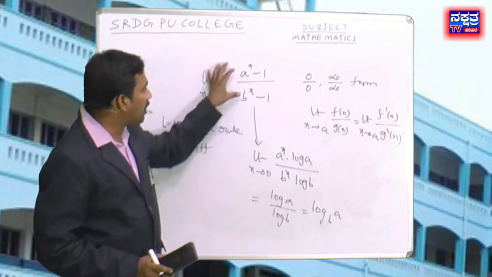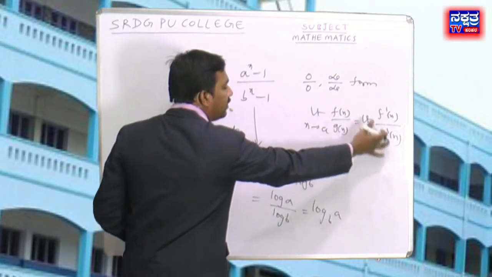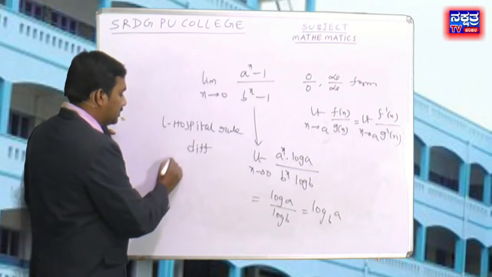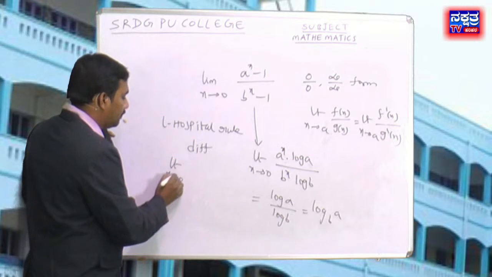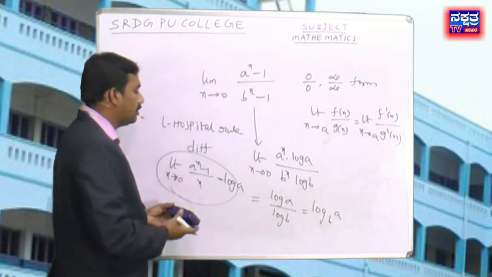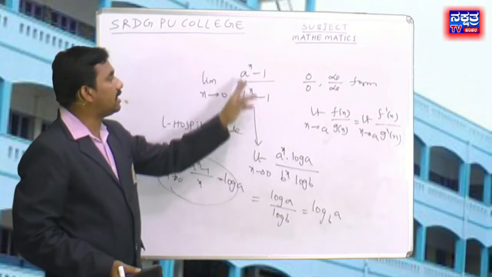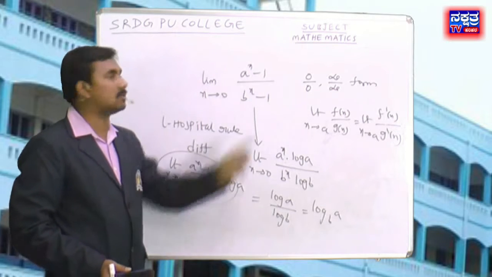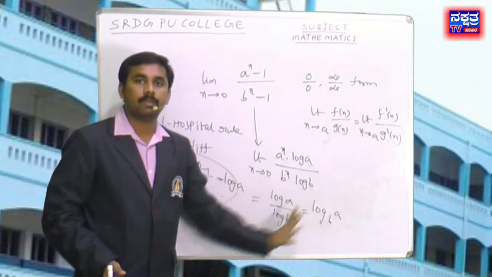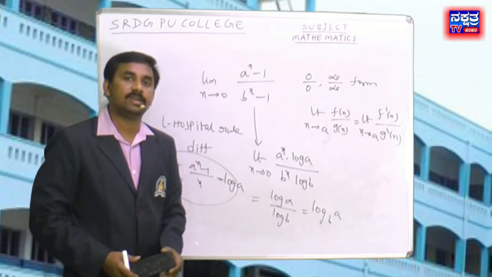So here this formula we can do like this, L'Hospital rule for derivative: numerator derivative by denominator derivative. Otherwise one more formula is there, the direct formula: limit x tends to 0, a power x minus 1 by x equals log a. So then a power x minus 1 by x, b power x minus 1 by x gives log a by log b, that is log a base b. This way also we can solve the problem. We will move to the next question.